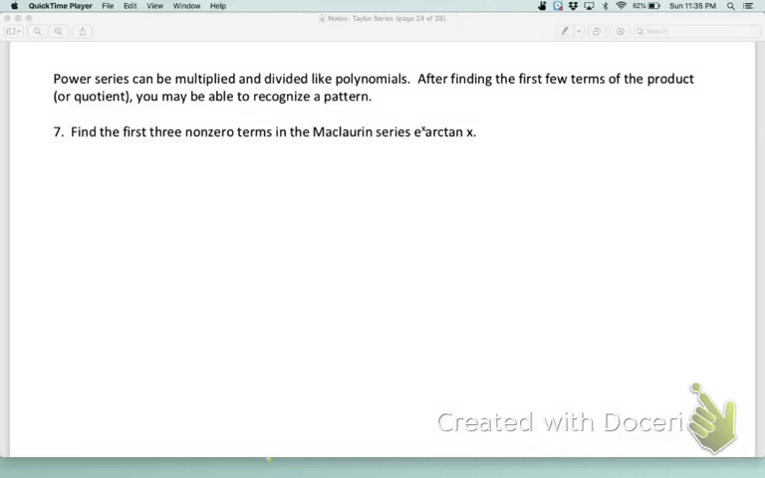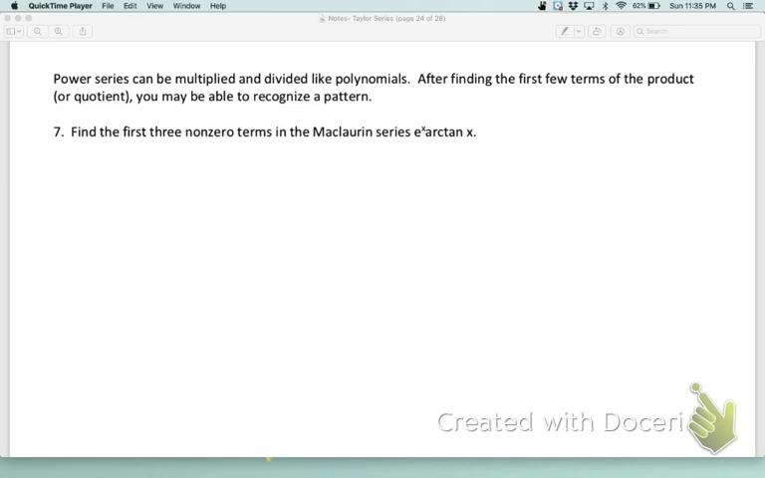So we looked at how we can use substitution and composition of functions to create new power series. Sometimes it's not quite that simple. And so what is interesting is that power series can be multiplied and divided just like polynomials. So after you find the first few terms, then you might be able to recognize a pattern that you can go through from there. So here is our first example.